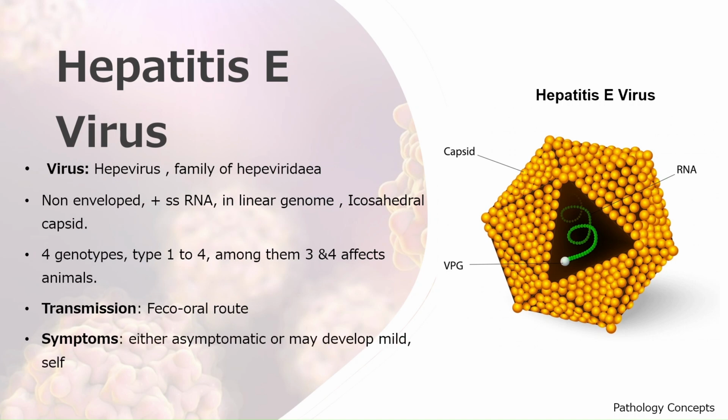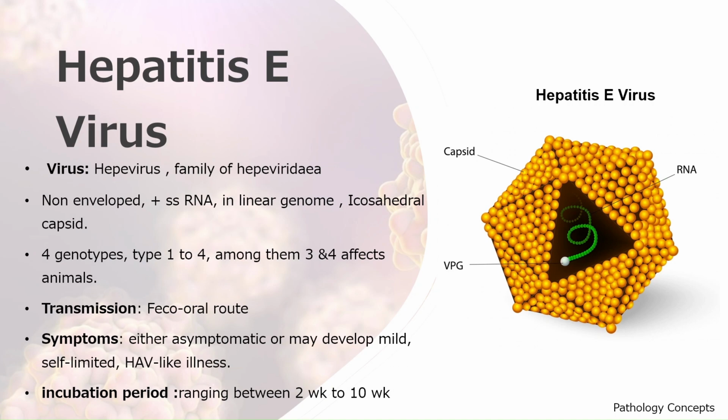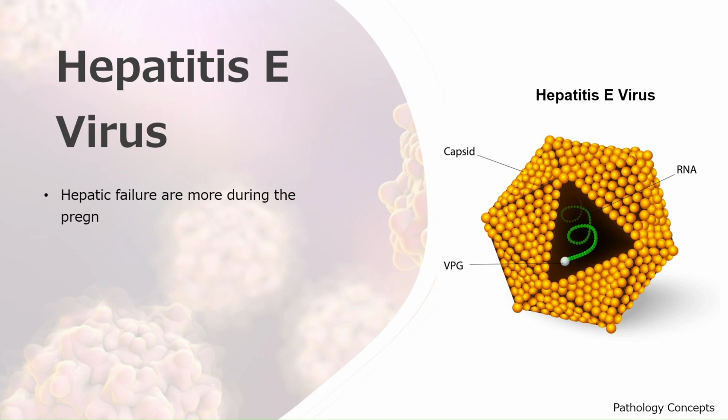Symptoms: it is either asymptomatic or may develop a mild self-limited HAV-like illness. The incubation period ranges between 2 weeks to 10 weeks. The most important feature of hepatitis E virus infection is that if the infection occurs during pregnancy, it can convert into hepatic failure.